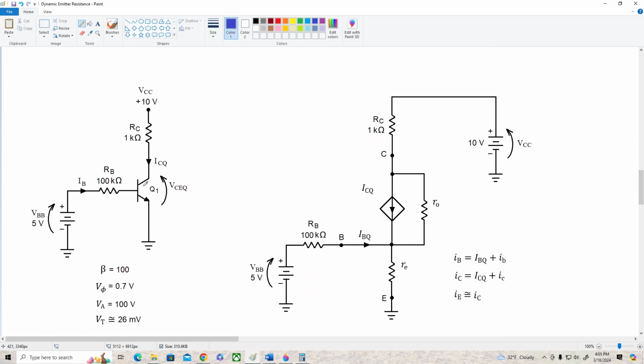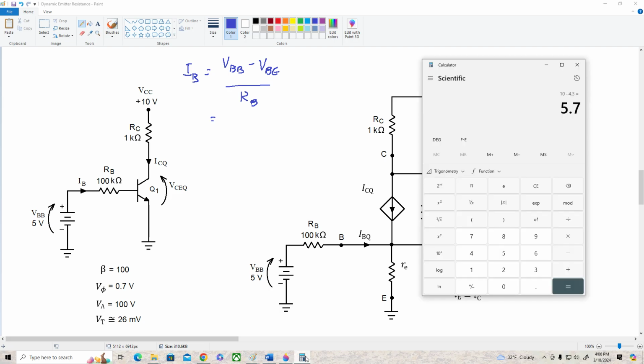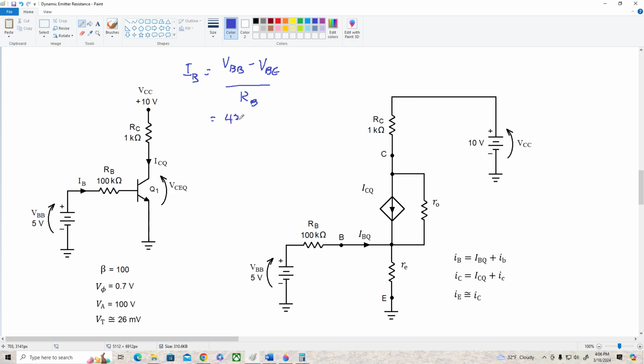What we've got is a transistor with a fixed base bias from a 5-volt source through a 100K ohm resistor, and we're going to determine the values for this active region model, little r sub e and little r sub o. So let's find our Q point. Remember, for this circuit, we first find the base current, and I sub b is equal to VBB minus VBE divided by RB. So we've got VBB of 5 volts minus 0.7 is 4.3 divided by 100K, which gives us 43 microamps.